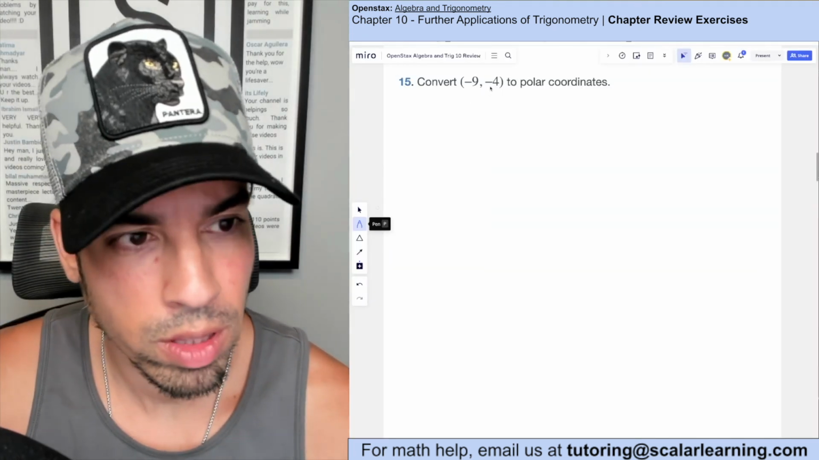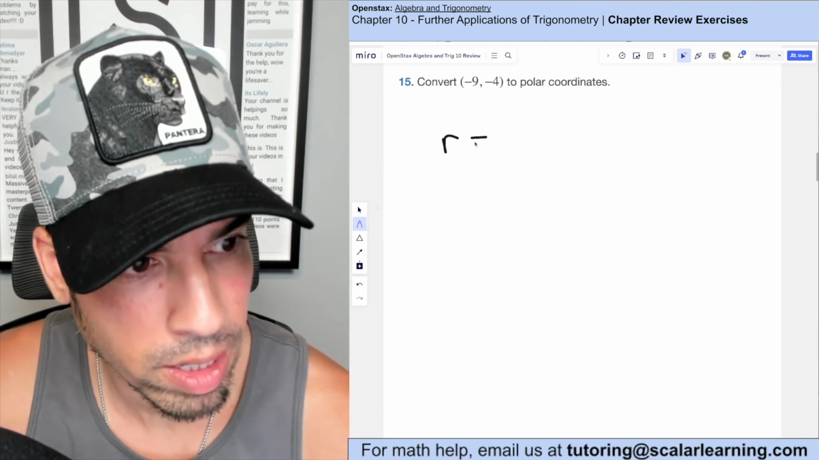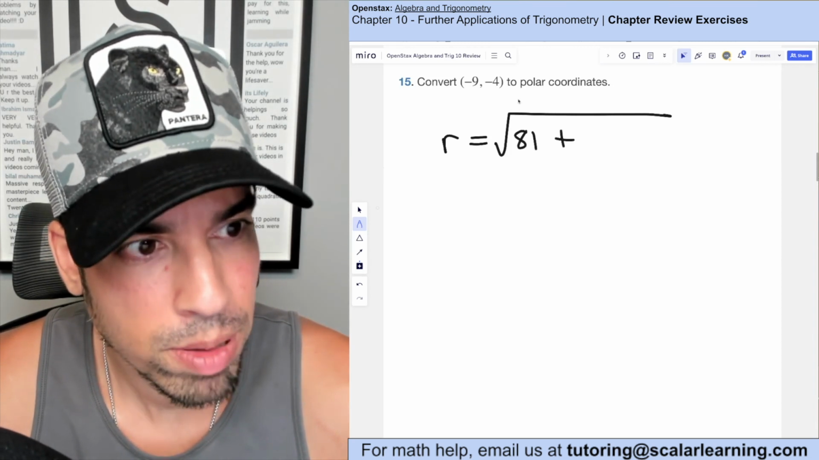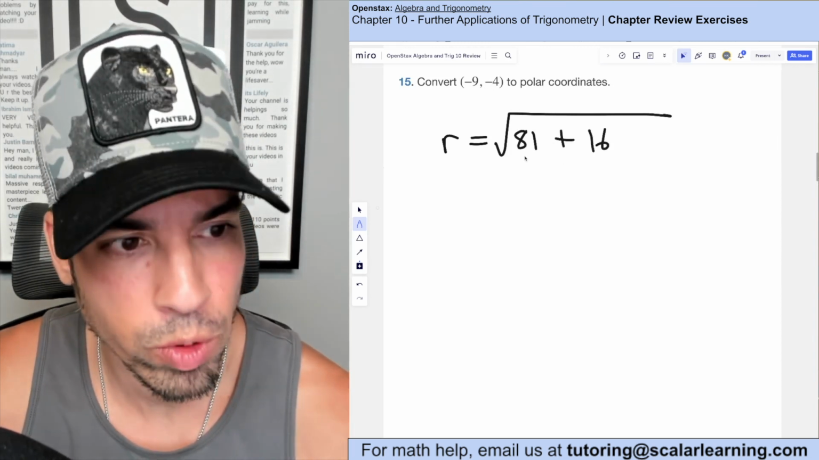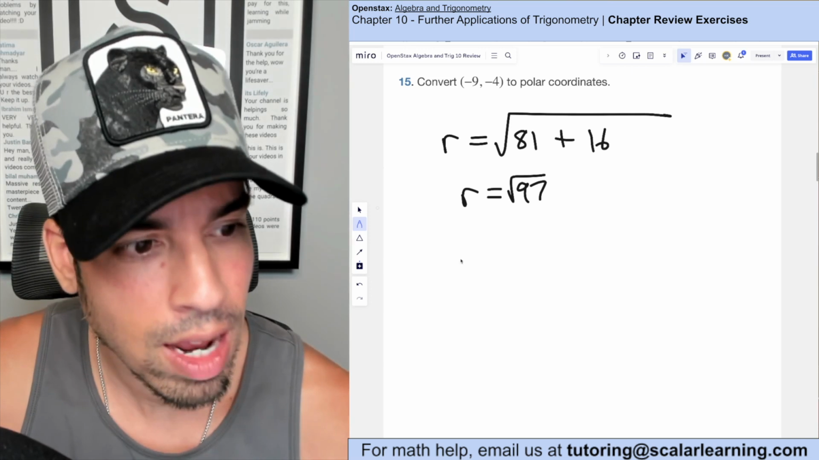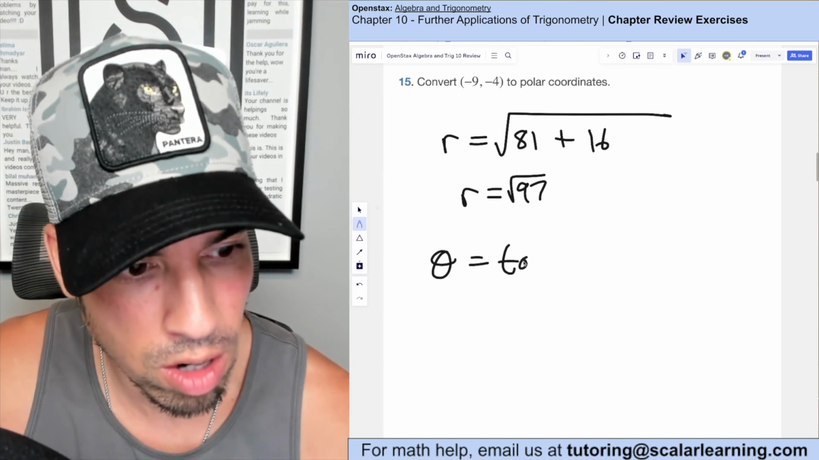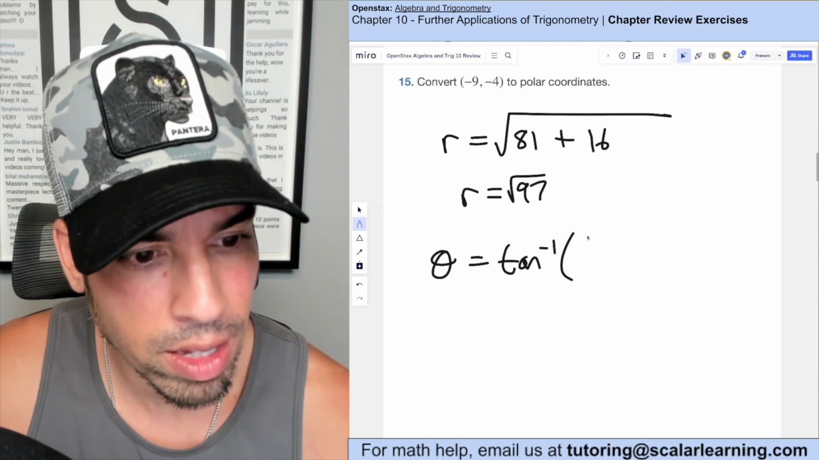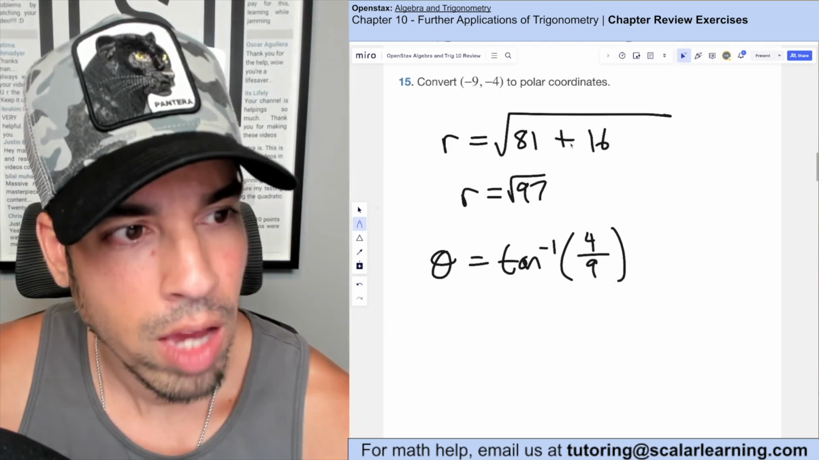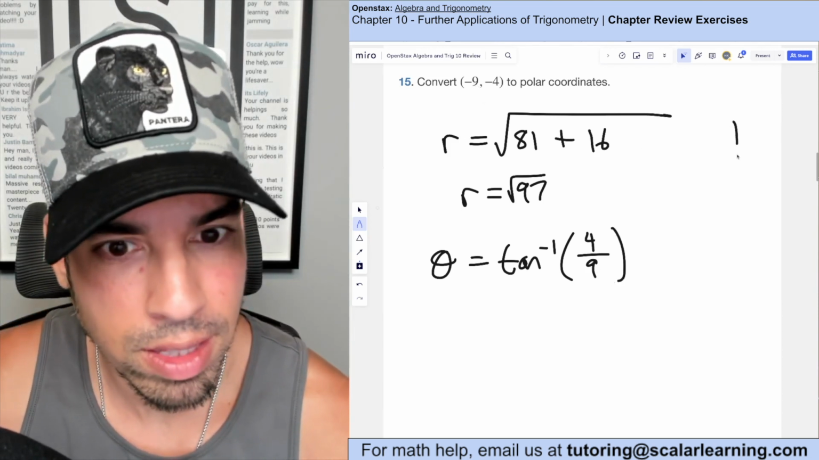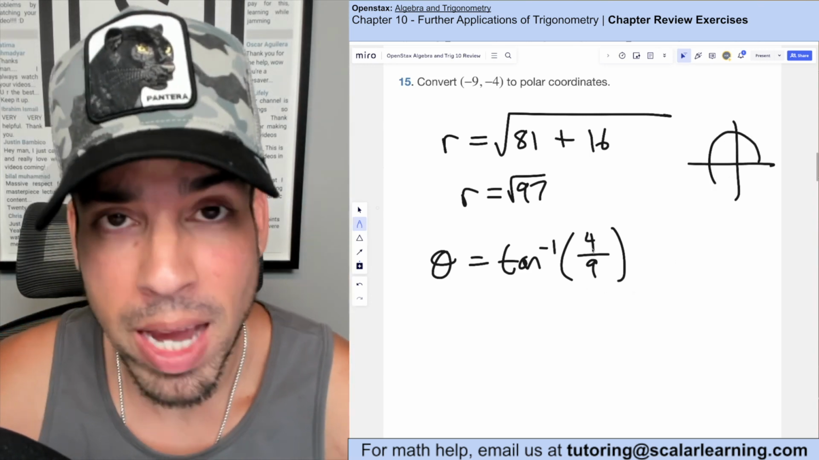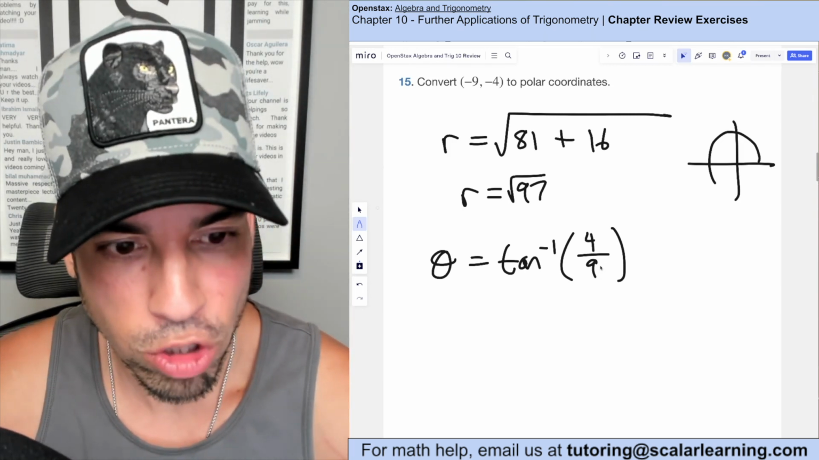Done. So we want to convert this to polar coordinates. So the first way is we have to get our r value. And the r value is going to be the square root of x squared, which is 81, plus y squared, -4 squared is 16. So that's going to be 97. So r is square root of 97. Now to get the theta value, theta is found by taking arctangent of the y value, -4, which I'll just say 4 because the negatives are going to cancel out, over -9. Again, that's just going to be 9. And remember, because they're both negative, this is going to be in the third quadrant. Okay, so just remember that. So this might give us a reference angle back in the first quadrant, and then we got to convert it to the third quadrant by adding 180 degrees.